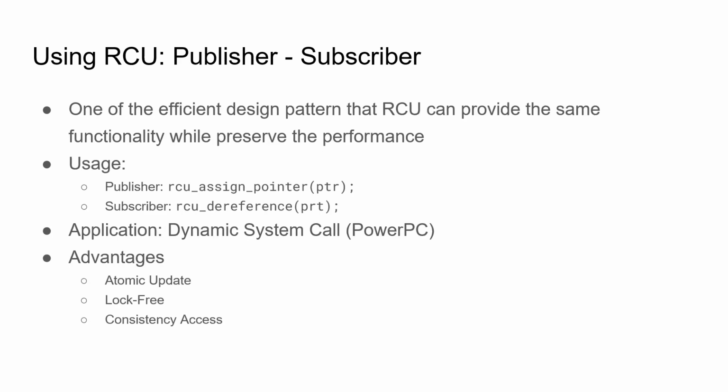The RCU publish and subscribe pattern efficiently manages data synchronization. The data is published using rcu_assign_pointer for atomic updates and subscribed via rcu_dereference for lock-free reads, ensuring consistent access. This method is crucial for data integrity and system stability. An example usage of this approach is the system call table in the PowerPC system.